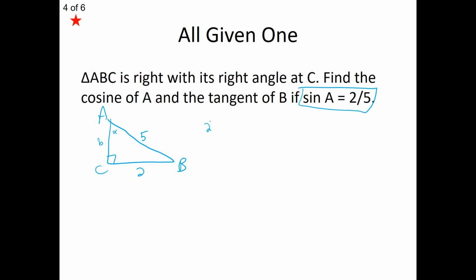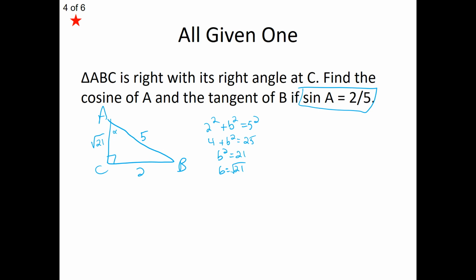So we've got 2 squared plus b squared equals 5 squared. Let's evaluate this and solve for our b value. I get 4 plus b squared equals 25. Subtract 4 on both sides. We get b squared equals 21. Then take the root of both sides. We get b is √21. So let's fill in that missing side as √21.